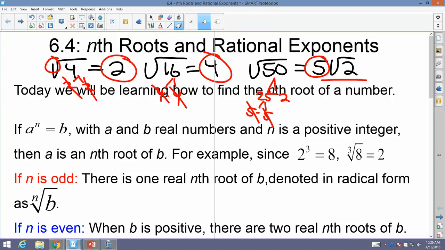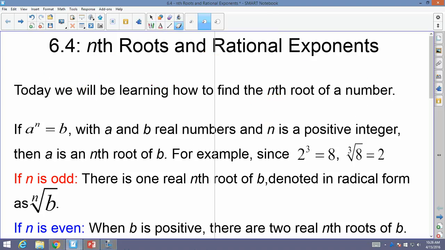Today, I want to start talking to you about nth root, because you can have radicals with different roots, and they're called nth roots. Let's look at it this way. If a to the n power equals b, with a and b as real numbers, and n is a positive integer, then a is the nth root of b. What am I saying? Let's look at 2 to the third. 2 to the third equals 8.